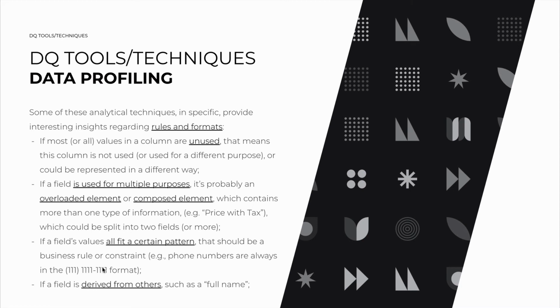And it can also tell you if a field is derived from other fields, such as a full name field, which may be just appending the first name field plus a space plus the last name field. These fields can be kept or deleted, but the tool identifies they are redundant.